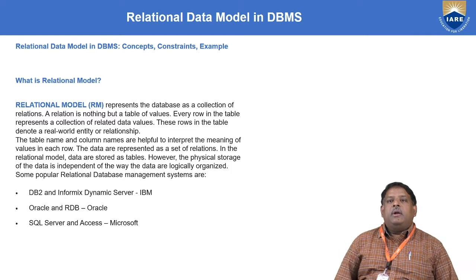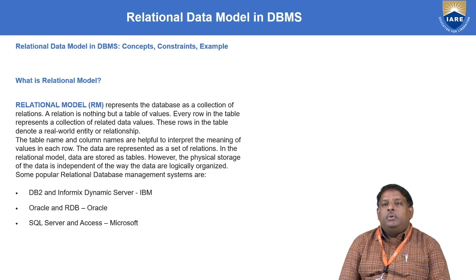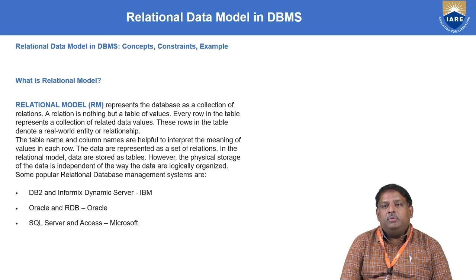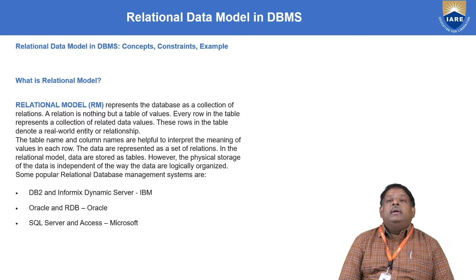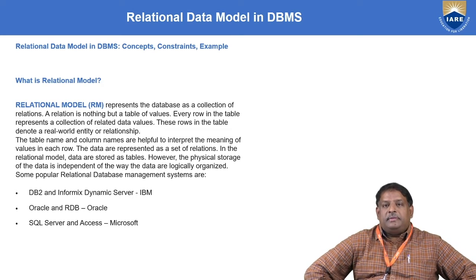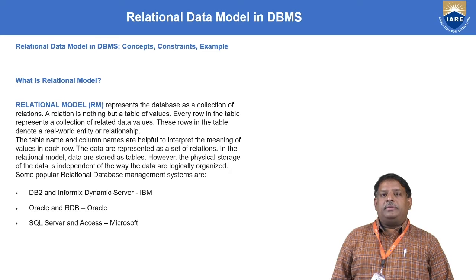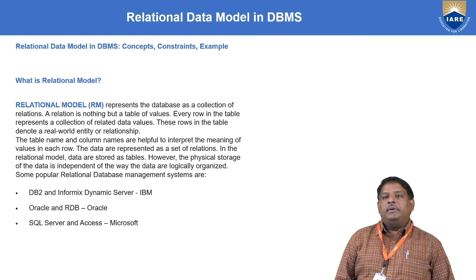A table name and column names are helpful to interpret the meaning of the values in each row. The data are represented as a set of relations. In the relational model, the data are stored as tables. However, the physical storage of the data is independent of the way the data are logically organized.